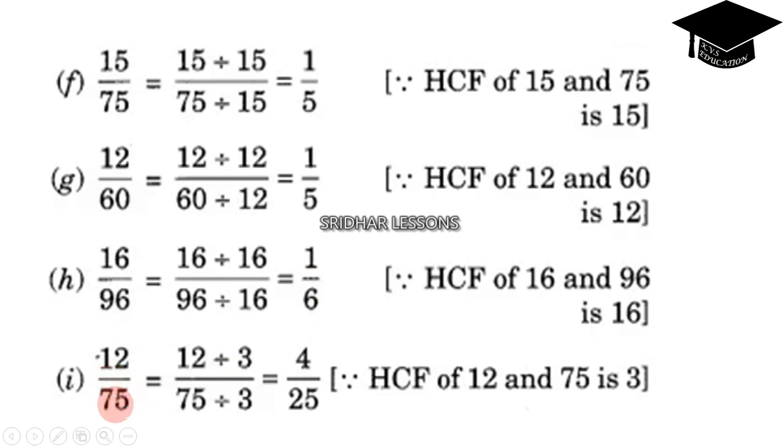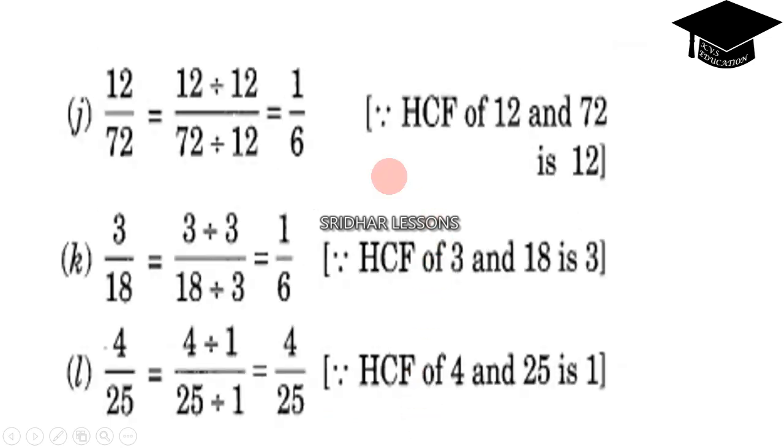Next, 12 by 75, the HCF is 3. This equals 12 divided by 3 by 75 divided by 3, which equals 4 by 25. Next problem, 12 by 72. The HCF is 12. That means 12 divided by 12 by 72 divided by 12 equals 1 by 6.